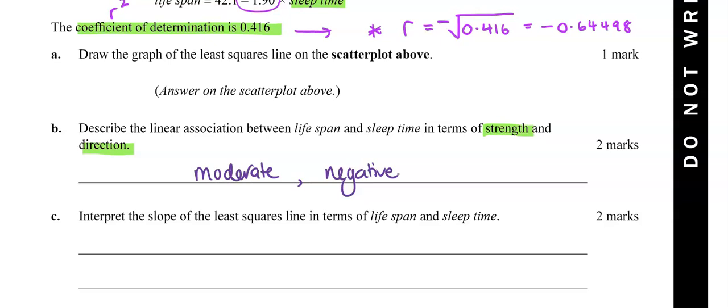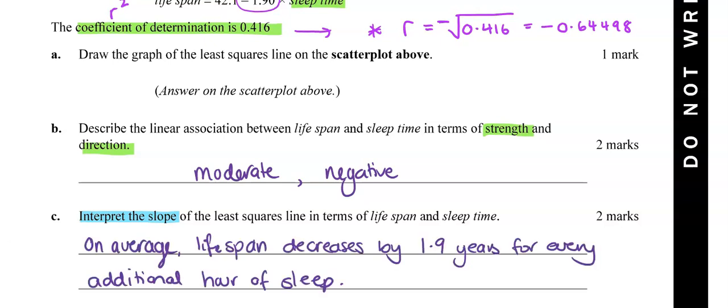Part C, interpret the slope of the least squares line in terms of lifespan and sleep time. So here, interpreting the slope, we're talking about, on average, lifespan decreases by 1.9 years for every additional hour of sleep. So note, because we have a negative slope, a negative gradient, that we're decreasing by that value of the gradient.